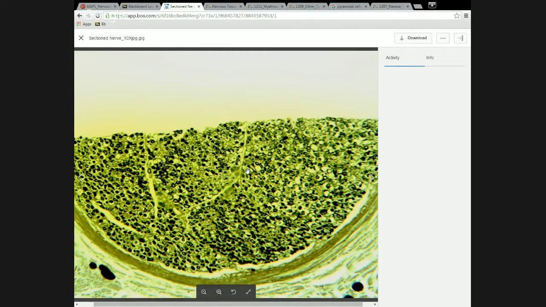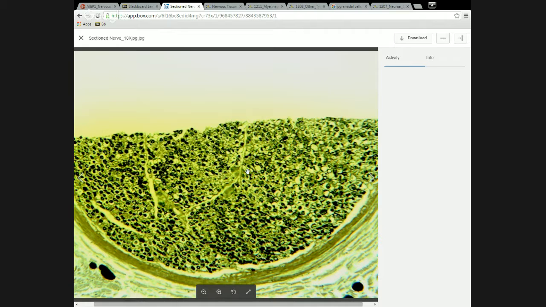What we're looking at is an axon that's been cut in cross-section and wrapped by the lipid-rich myelin insulation. So the black stuff is the myelin wrapped around it, and the hollow center in those circles is the axon, the axoplasm.